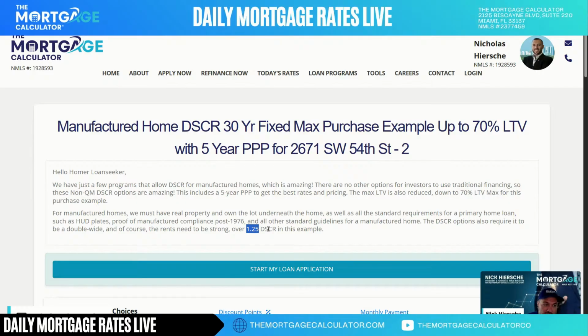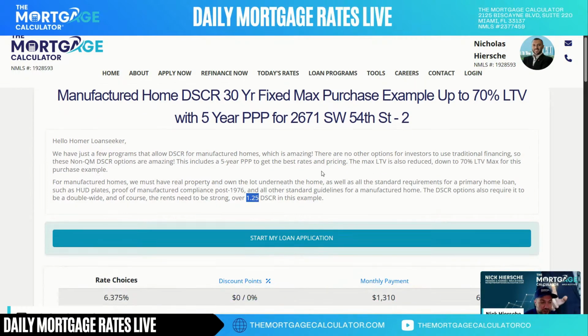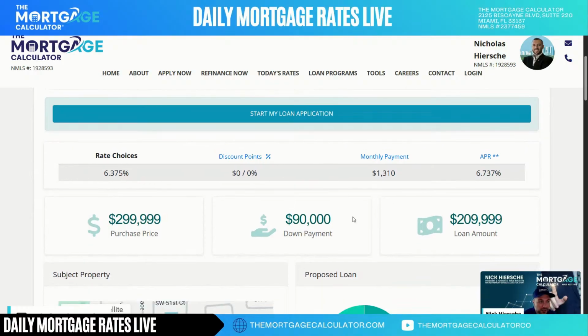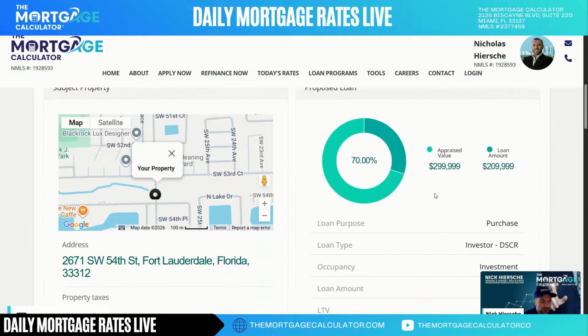In this case, we use a DSCR ratio over 1.25, so the property has to cash flow at a 125% requirement, which is pretty attainable if you do find a good deal on a manufactured home. And some pretty good rates here. Our rate here is a 6.375 rate option for no discount points and cost. That's because we're putting a decent amount down and, of course, the 5-year prepayment penalty. And you can see here 70% LTV.